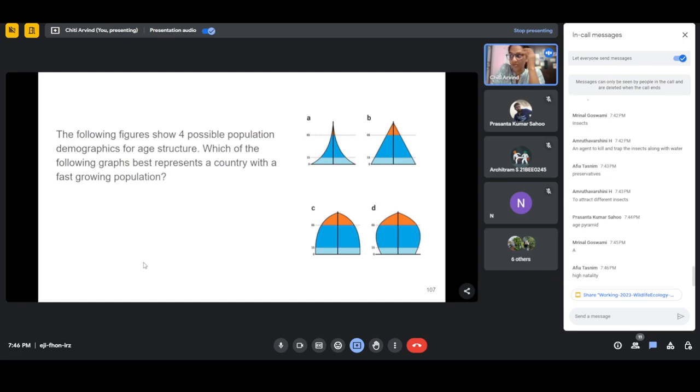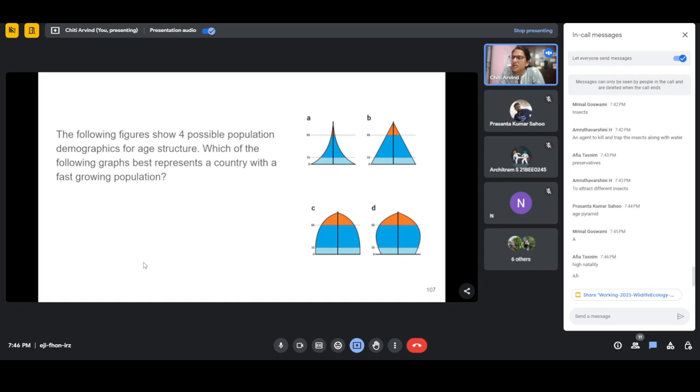High natality, correct. Now, which of these figures show high natality as compared to the others? Which of the figures show the highest degree of natality? Okay, so high natality is seen in A and B. Now, if you look within both of these as compared to the other population structures given within a graph, which graph do you feel shows the highest natality? Any guesses? Now we have shortlisted two graphs.